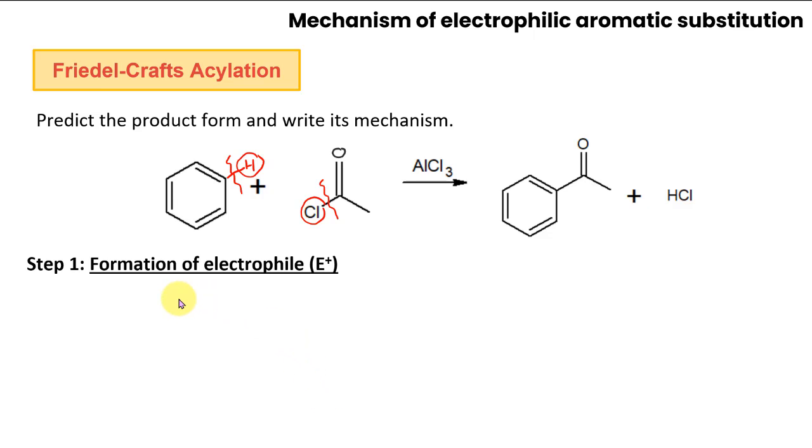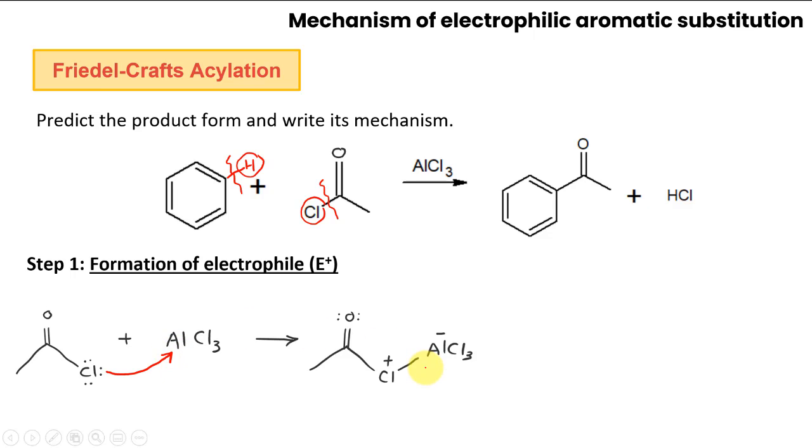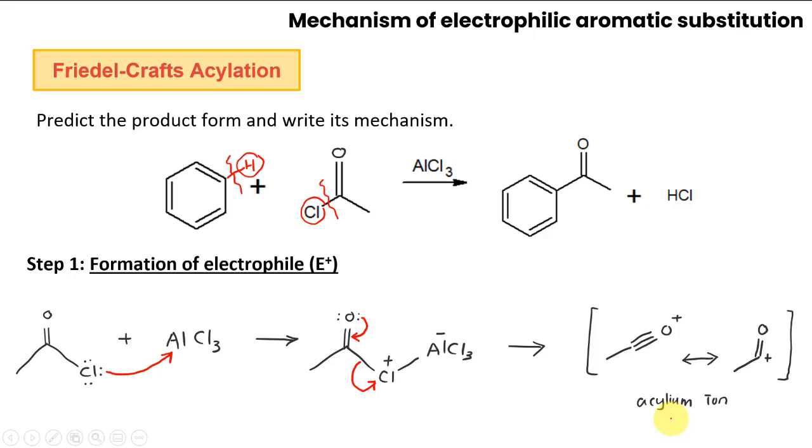Alright, so next in the mechanism, first step, formation of the electrophile. Using the acyl chloride and the Lewis acid, take the lone pair from your chlorine, attack the electron deficient aluminum, and you're creating the complex like this. So we want to break this carbon chlorine bond by using the lone pair from your oxygen, pushing the electron into the double bond, and you are going to push away these two electrons towards the positively charged chlorine. And now we are creating the acylium ion.